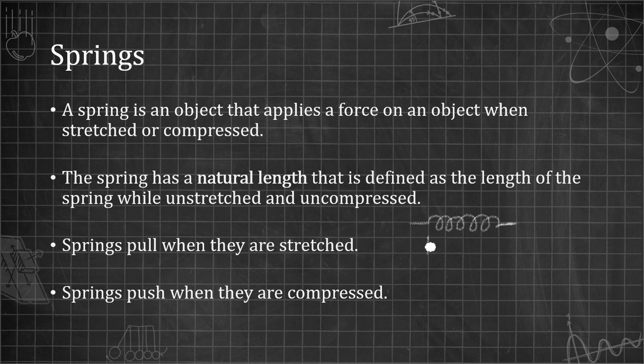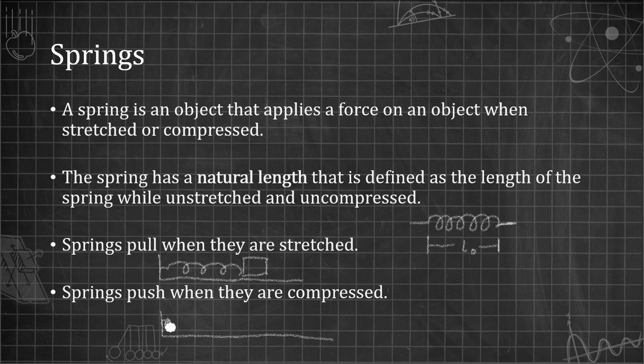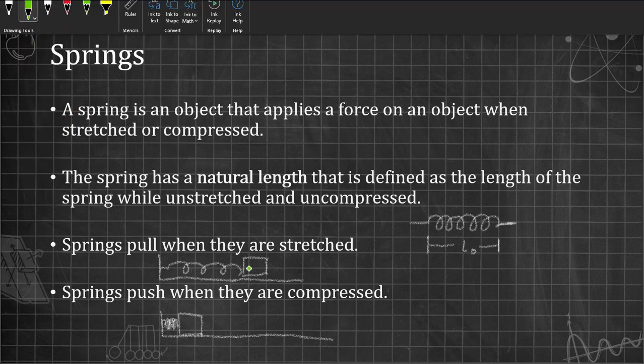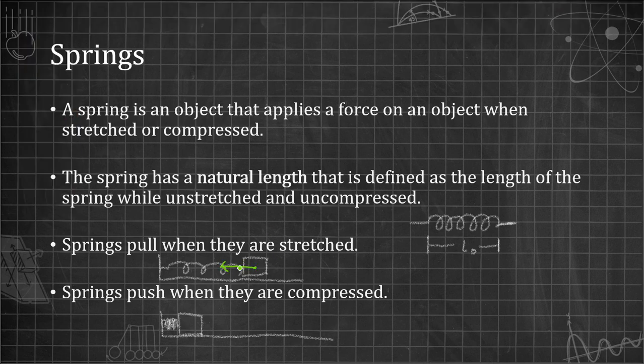So a spring is just an object that applies a force on that object when the spring is stretched or compressed. It has a natural length that's defined as the length the spring is while unstretched and uncompressed, and it always wants to return back to this natural length. When we stretch a spring, the spring will pull on an object, and when we compress a spring, the spring will push on an object.